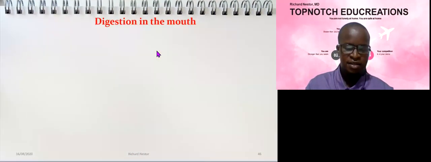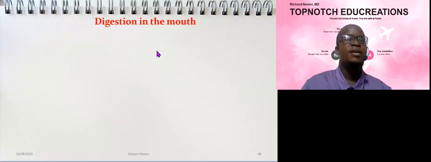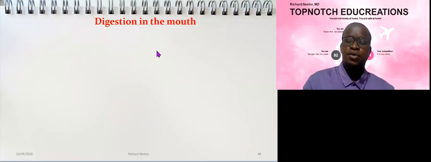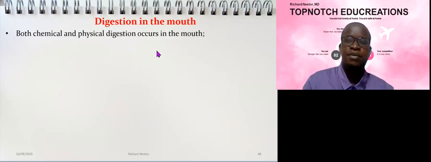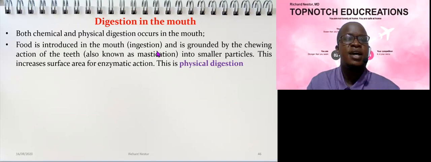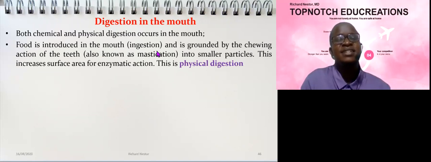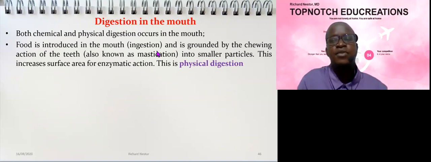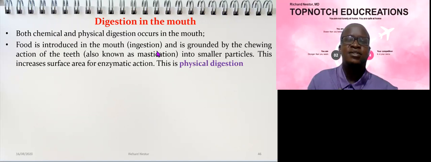So in a nutshell, students, what takes place in the mouth? Let's look at digestion in the mouth. In the mouth, there are two aspects of digestion taking place, both chemical and physical digestion. And digestion usually begins with ingestion. When you talk about ingestion, you're talking about introduction of food in the mouth. So digestion starts with ingestion. Food is introduced in the mouth.